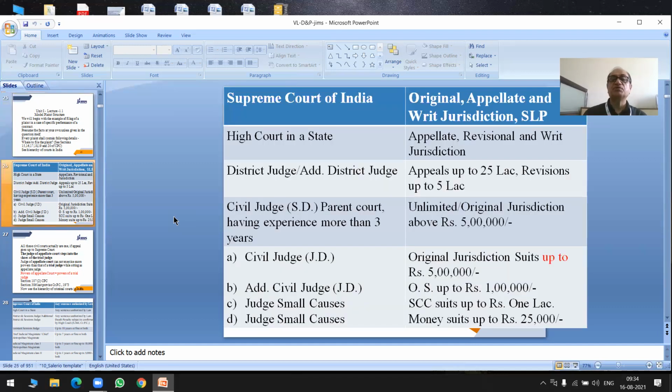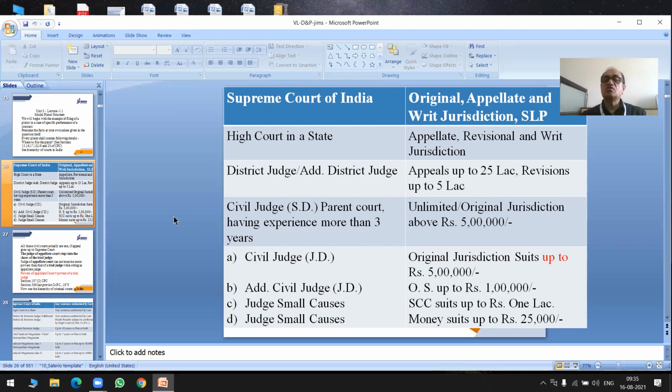So here is a diagram before you, which gives you at a glance the knowledge about the various courts which are working in India. And on the top of it, Supreme Court of India is there with some original, appellate and writ jurisdiction, including the jurisdiction to hear special leave petition. And next, lower court after Supreme Court is the High Court in the state. High Court also has appellate jurisdiction, revisional jurisdiction, and writ jurisdiction.